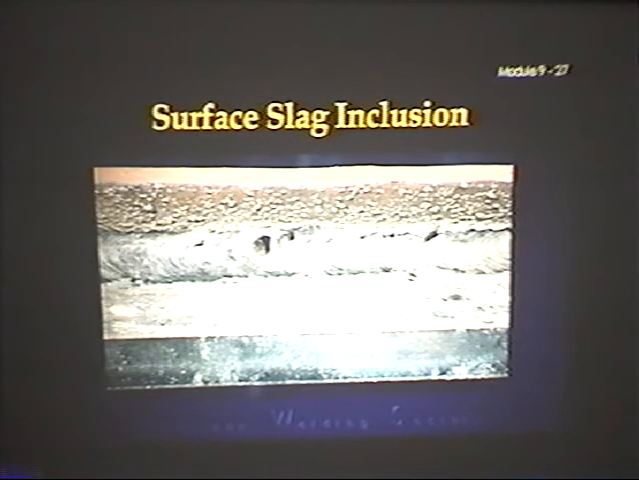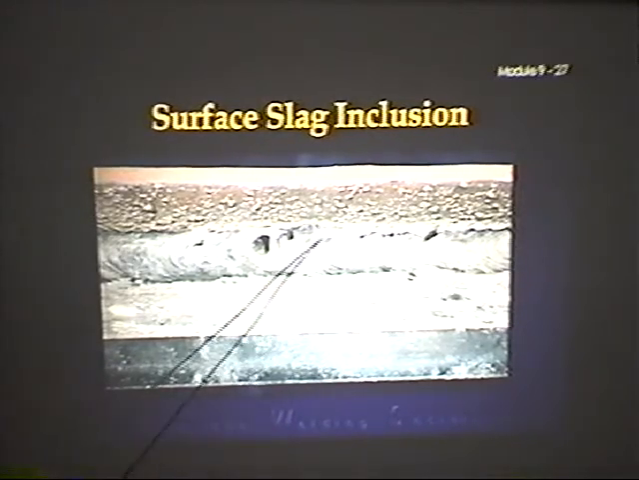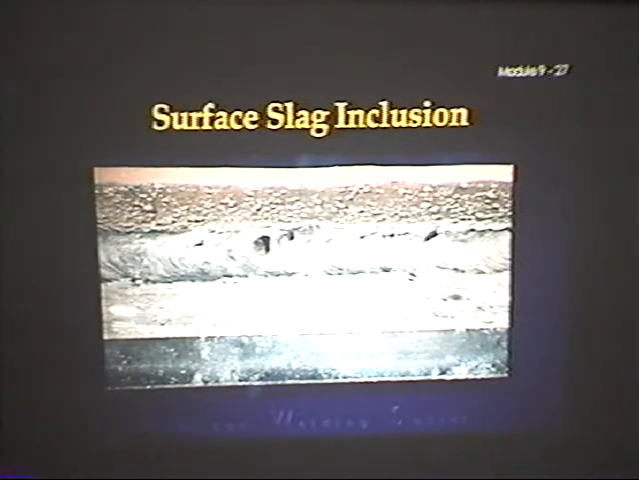Here's a picture of a surface slag inclusion. You can see that big old honking hole right there. Right in here. And he's got slag trapped all the way along this edge. That's just an ugly weld.